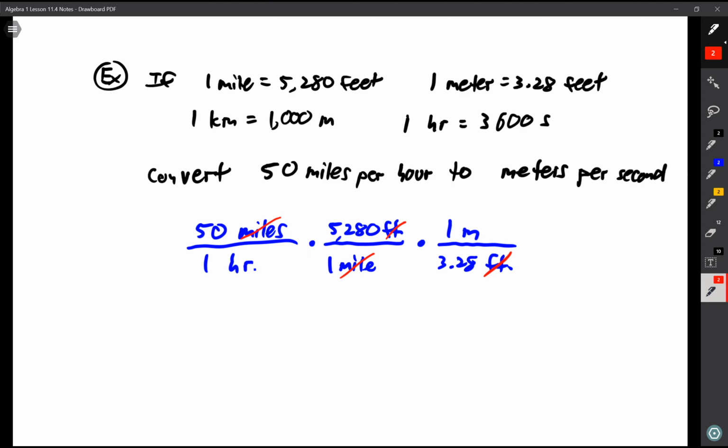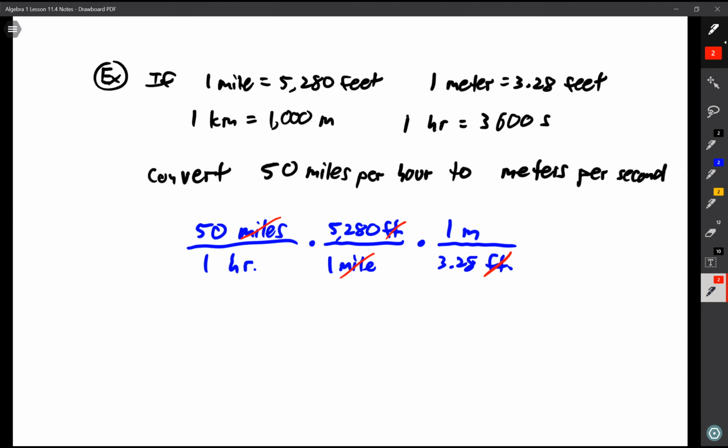So I need to multiply by another fraction that hopefully will take me from hours on bottom to seconds on bottom. So I have hours on bottom. I want to get rid of hours, so I need to put hours on top. So I'm going to put 1 hour is 3,600 seconds. Now, my hours here cancel with my hours there. And what units do I have left on top? Meters. What units do I have left on bottom? Seconds. So now I just need to do all the multiplying and dividing.